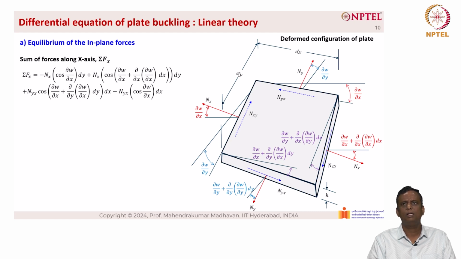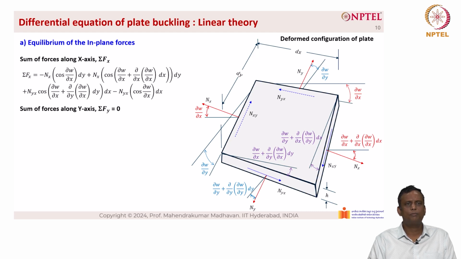And similarly, for Nxy, we have to use the same technique to get the equilibrium of the forces in the x direction. So, when we do so, we have sigma fx equal to minus Nx into cos of dou W by dou x into dy plus Nx into cos of dou W by dou x plus dou by dou x of dou W by dou x into dx into dy plus Nyx into cos of dou W by dou x plus dou by dou y of dou W by dou x into dy into dx minus Nyx into cos of dou W by dou x into dx.